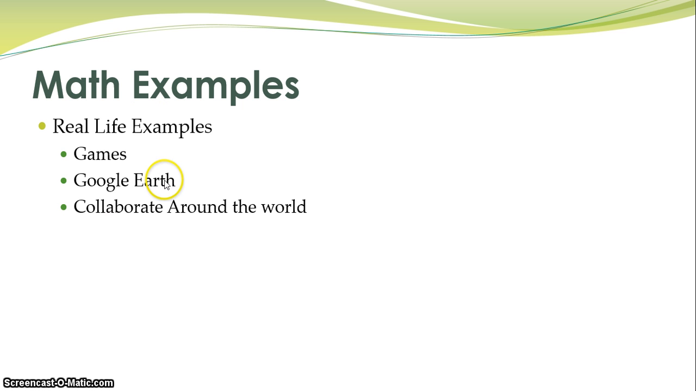Another way is Google Earth. Google Earth provides us a lot of opportunities to examine angles within walking distance. If you're talking about hypotenuse, you might say, oh, if I take this track to school, is this quicker than going this way? So using Google Earth can be really, really exciting.